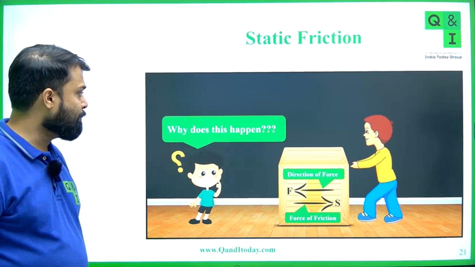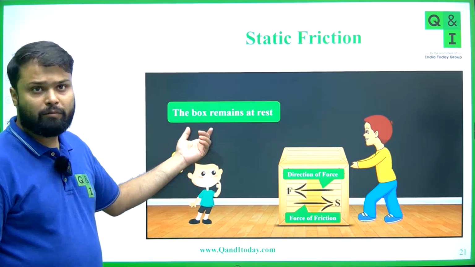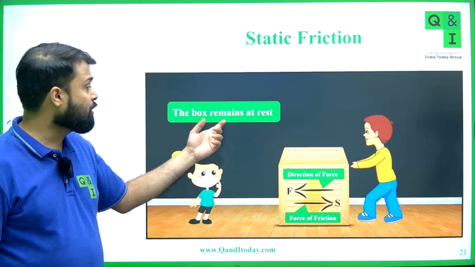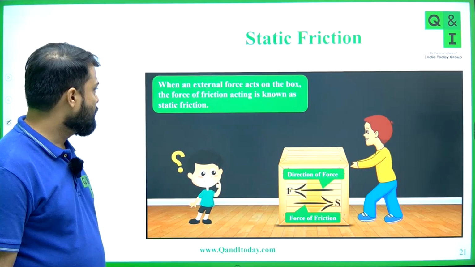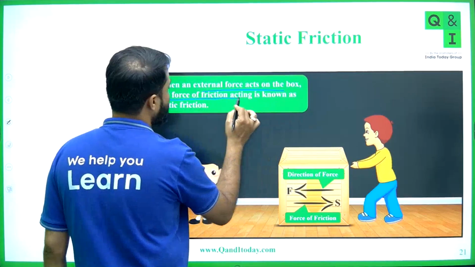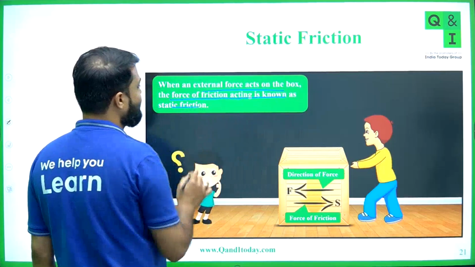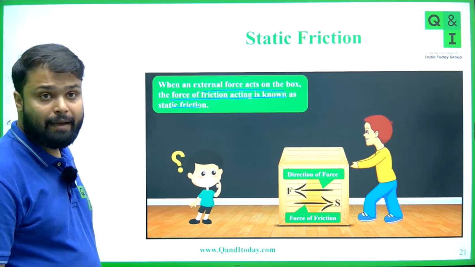Now, why does this happen? Because of the static friction. Now, this block remains at rest. That means when an external force acts on the box, the force of friction acting is known as static friction if the body is not moving. Clear?